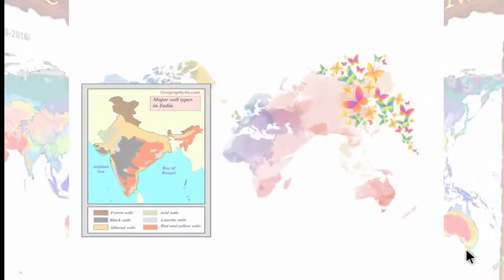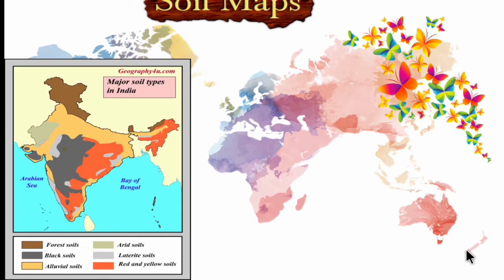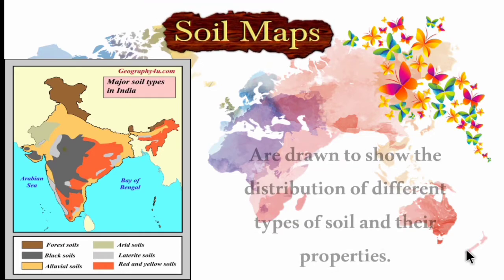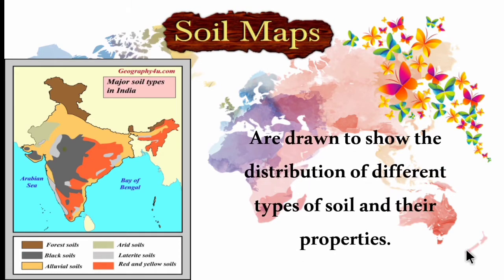The next type is the soil map. The soil map provides details about the different types of soils. These maps are drawn to show the distribution of different types of soil and their properties.